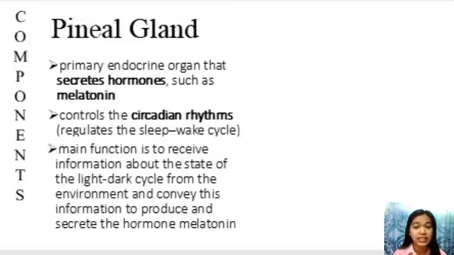So when it's light, the secretion of melatonin is low and actually stops. And then when it's dark, the production of melatonin is a lot. That's why we feel sleepy when it's dark, because a lot of melatonin is produced by the pineal gland.